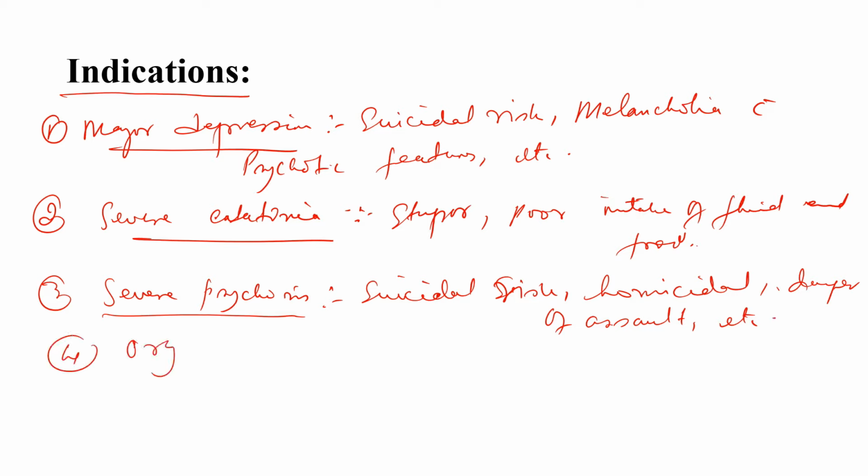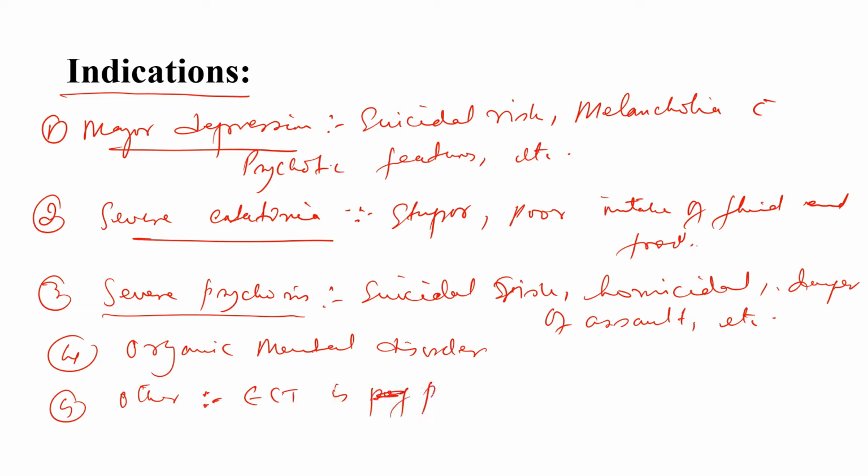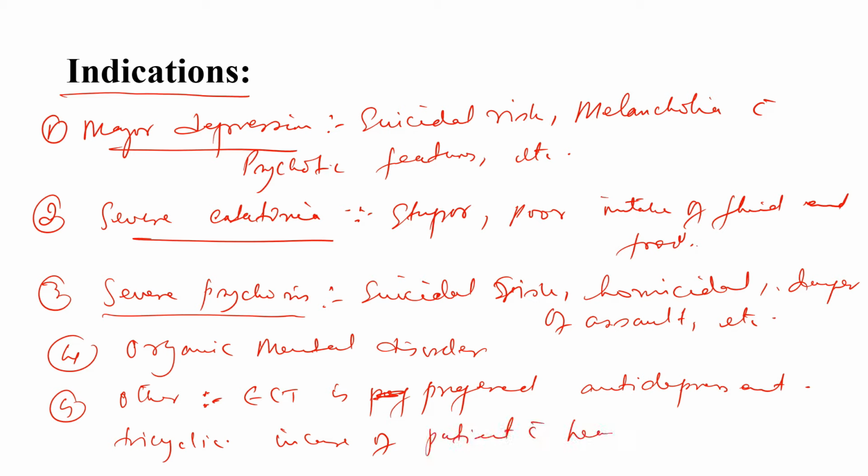Fourth one is organic mental disorder, and fifth one is other indications, like in case of depression, ECT is preferred to antidepressants, especially tricyclics, in case of a patient with heart disease or cardiac disease, as tricyclic is contraindicated in this case.